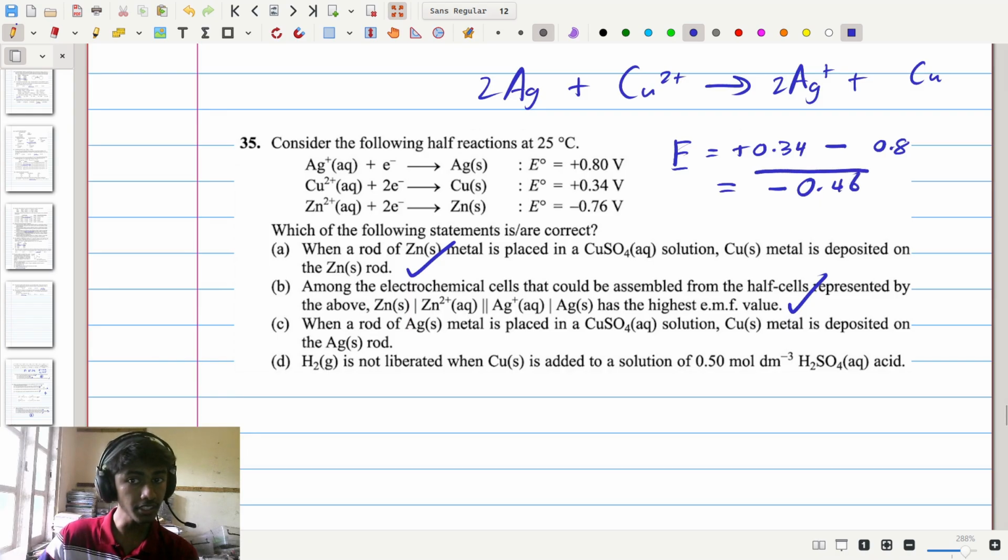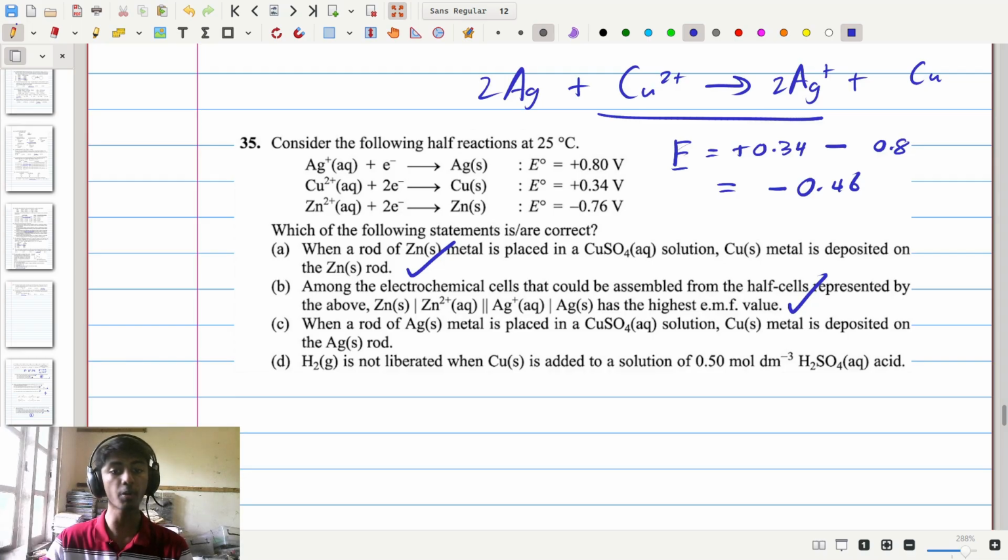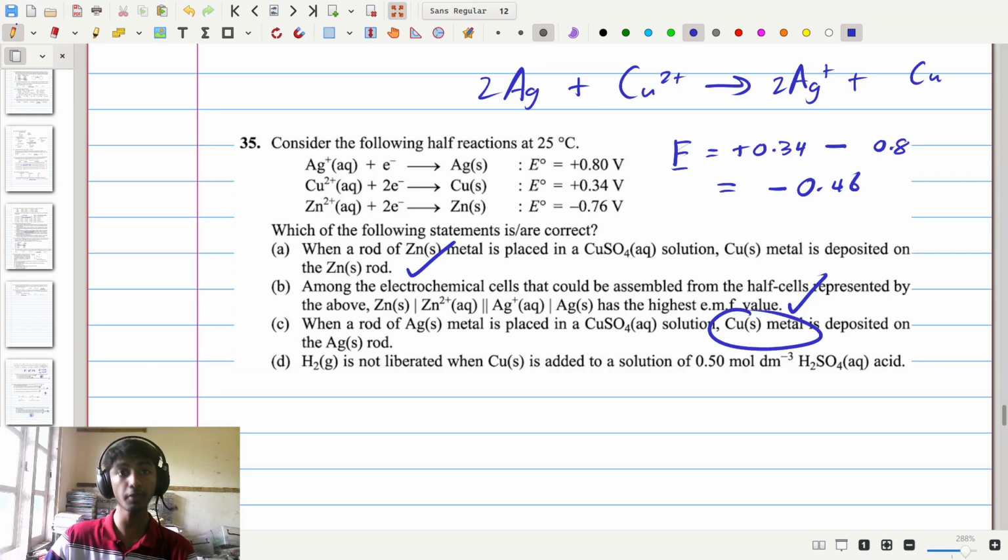Now, since the potential here is negative, this reaction in the forward direction will not be spontaneous. And therefore, saying it is spontaneous and therefore copper will deposit is incorrect.